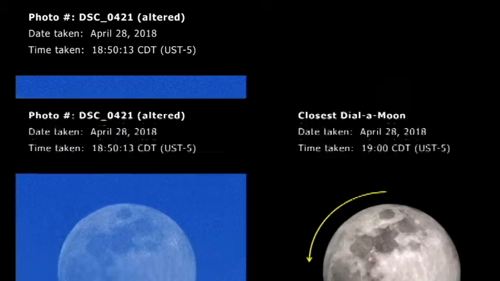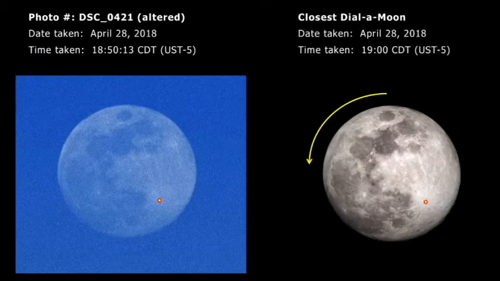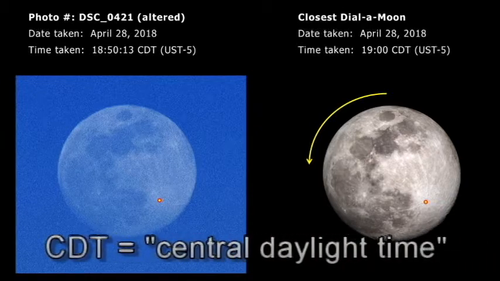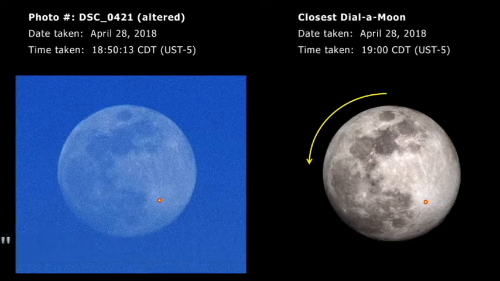All right, now in this one here, I put the closest Dial-A-Moon. Remember, I converted all the Dial-A-Moons to Central Daylight Time, but I put the UTC -5 here, so you know to add 5 hours when you go to Dial-A-Moon. Now here, what I'm showing is that the Dial-A-Moon, in order to get it how it appears to me in the sky, I have to rotate it.